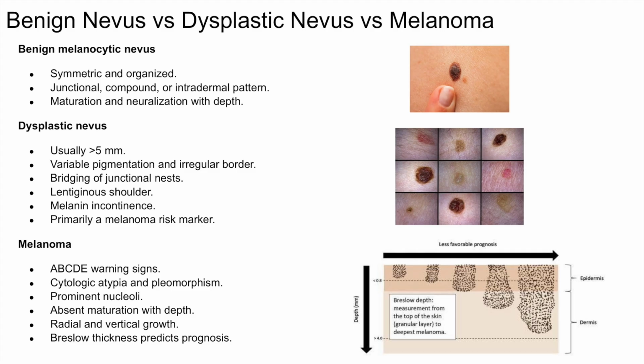A dysplastic nevus is usually larger than 5 millimeters with variable pigmentation and an irregular border. Histologically, it may show bridging of junctional nests, a lentiginous shoulder, and melanin incontinence. Its main importance is as a melanoma risk marker. Melanoma shows greater asymmetry, cytologic atypia, pleomorphism, prominent nucleoli, and loss of maturation with depth. It may progress from radial to vertical growth, and once invasive, Breslow thickness becomes a major prognostic measurement.